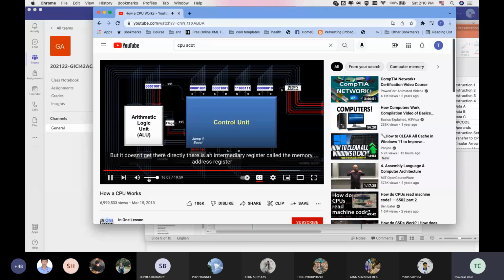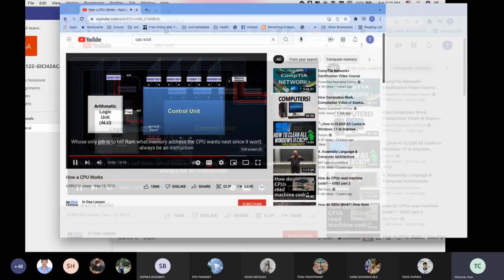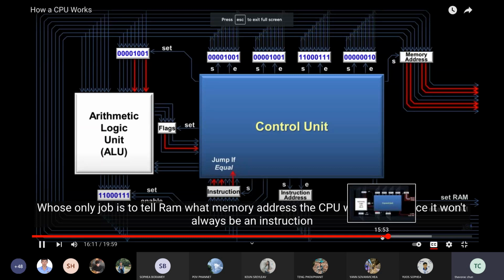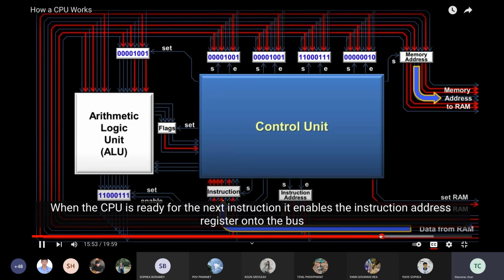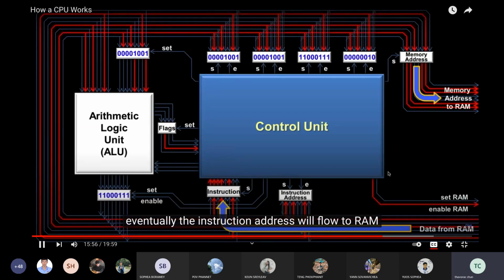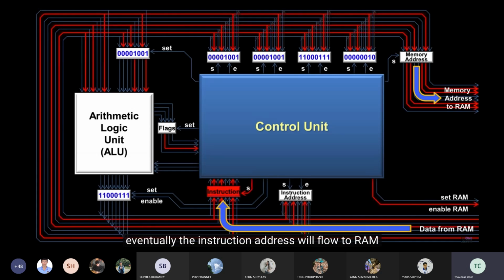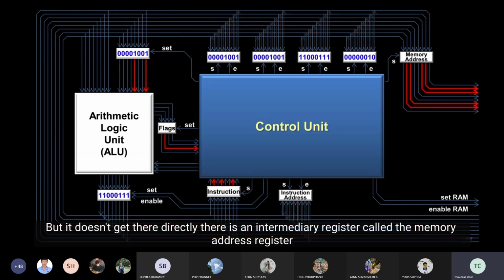In this case, it's the jump if equal instruction, which checks to see if the equal flag is on. It does that by running one of its wires at that address, which in this case is an instruction. That instruction is then saved in the instruction register, and the control unit begins processing it.